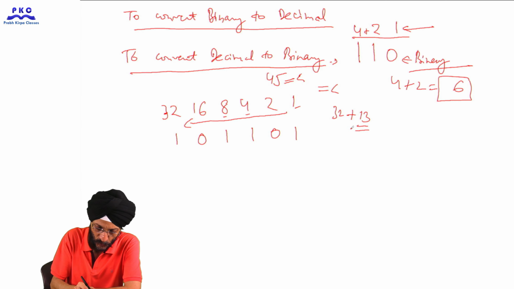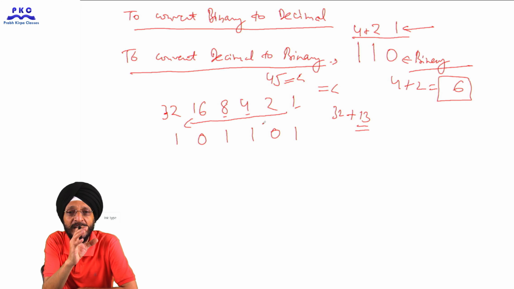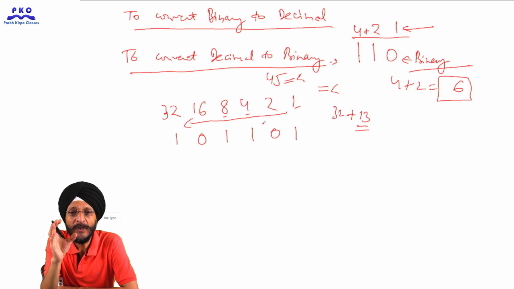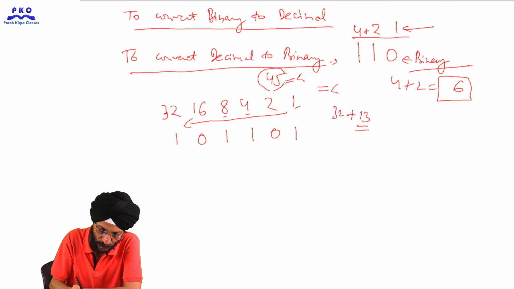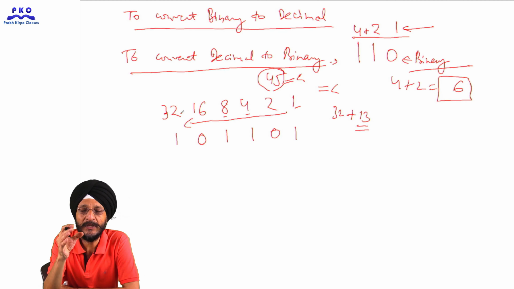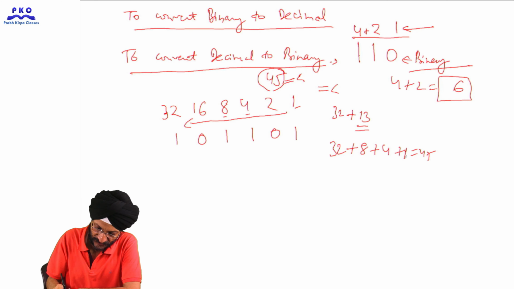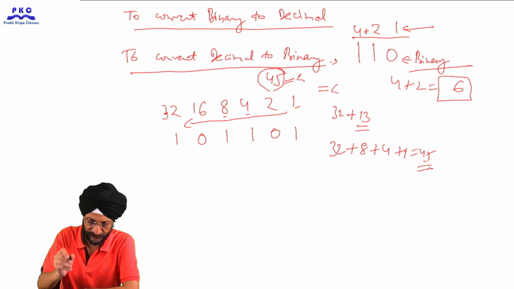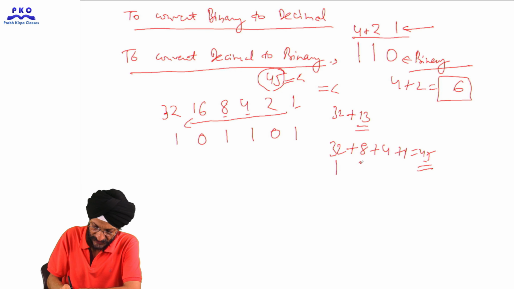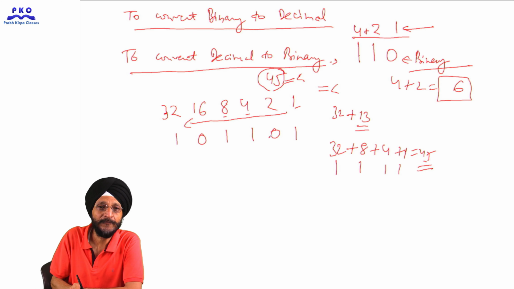We will go on adding with 32 those numbers which will ultimately lead us to the actual number which has been given to us. Here the number given to us is 45. We will go on adding with 32 those numbers which can help us in achieving the value of 45. Here below each number we will add 1. Here we have added 1 below 32, below 8, below 4, and below.